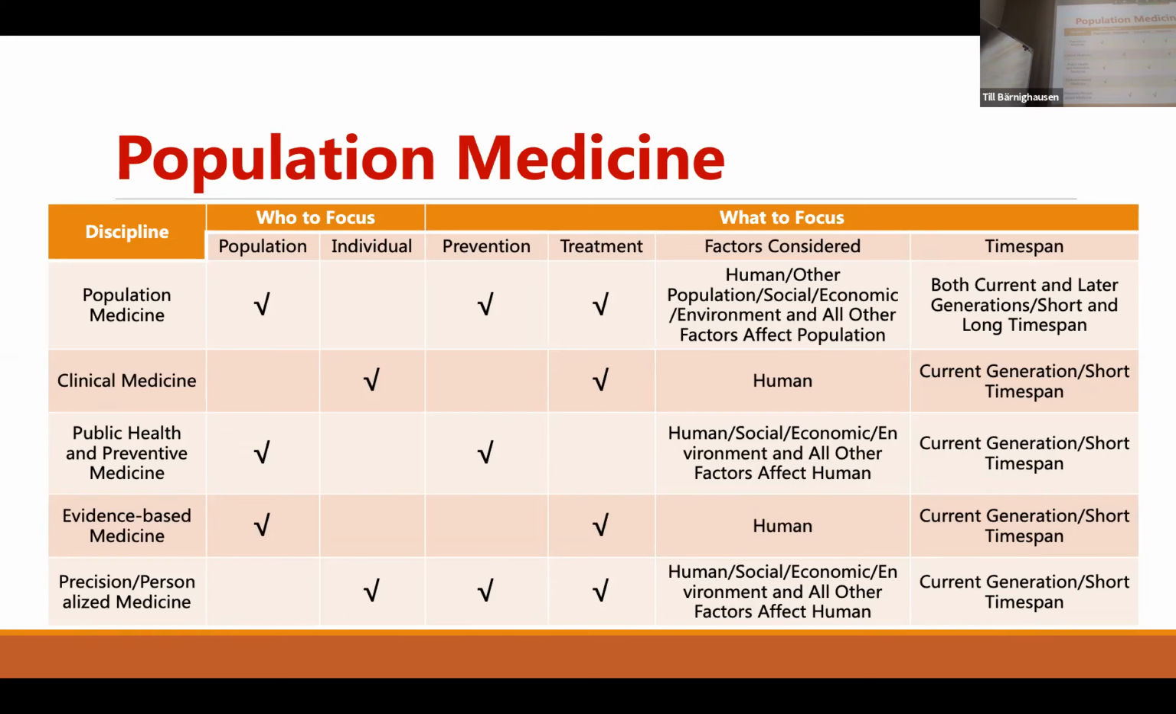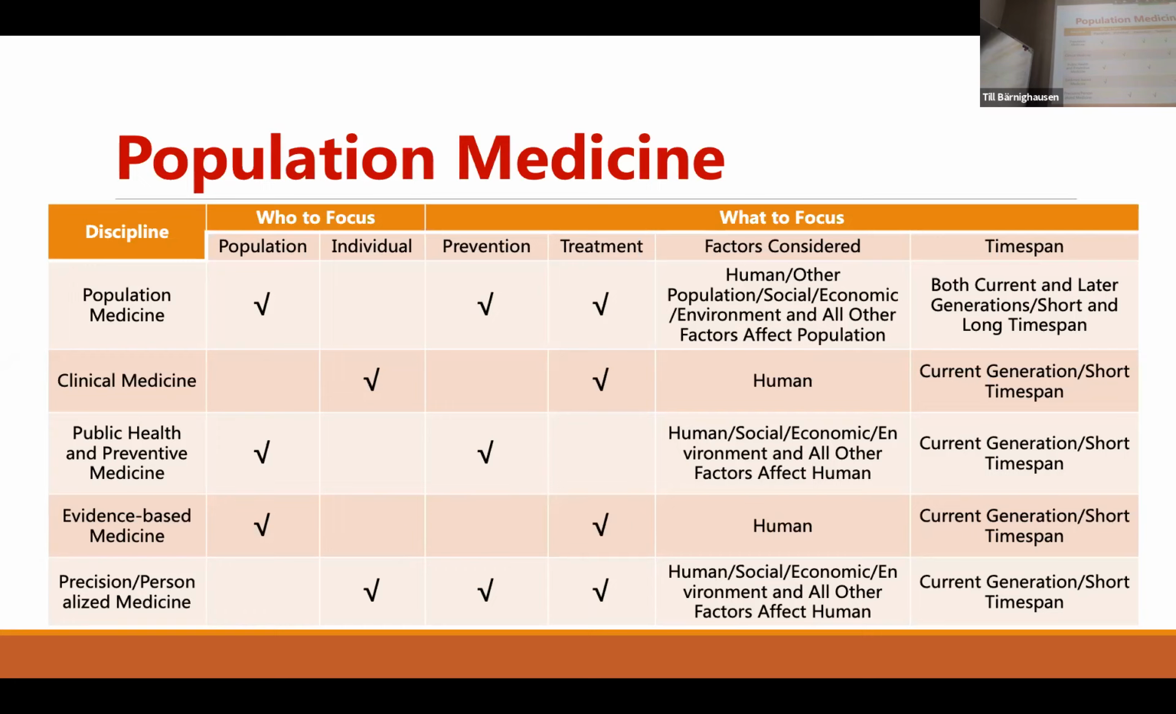But the key difference between precision medicine and population medicine is that precision medicine focuses on the individual. It's always the best choice for you, not for the whole population. And what do they focus on? The factors considered: population medicine holds a broader view, a broader picture.